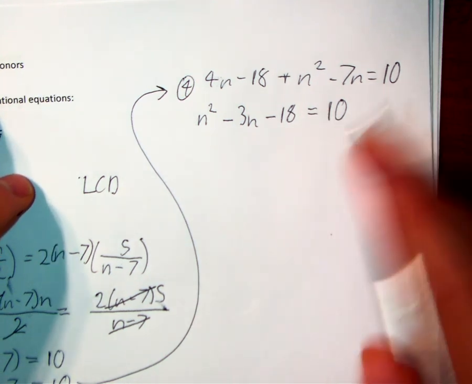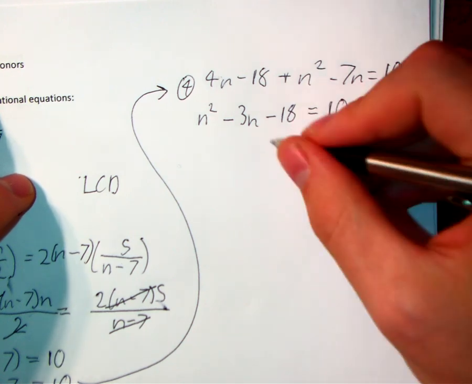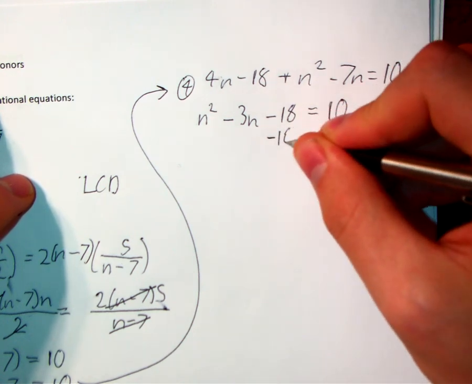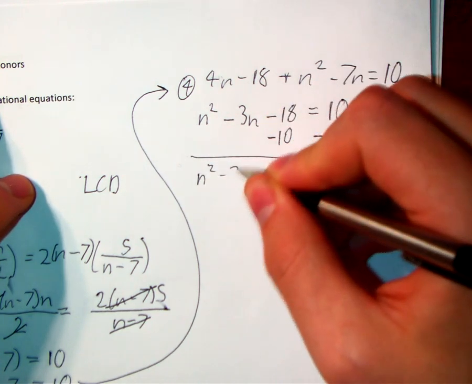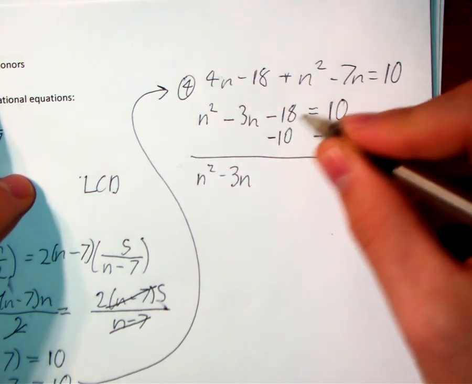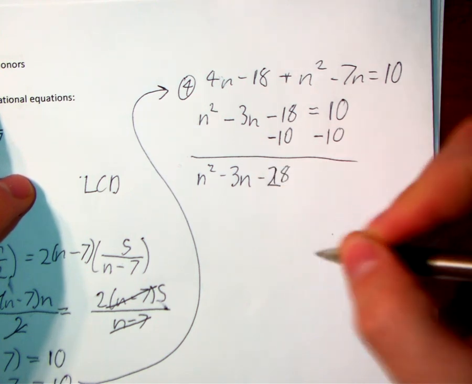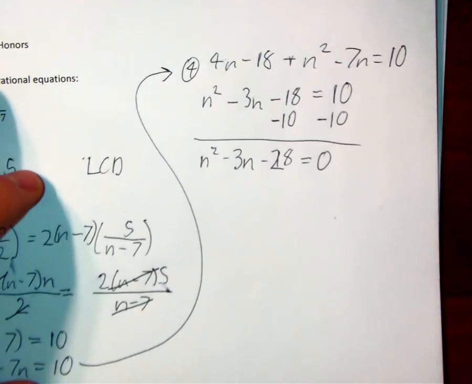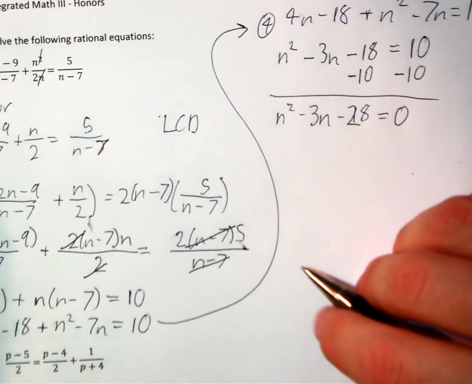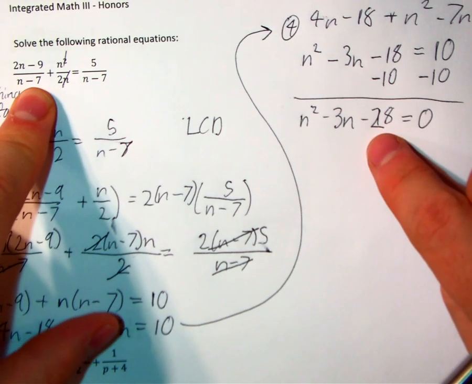Well, this side has the least amount of things, so that's the side I'm going to try to get rid of everything by subtracting a 10. But if I subtract a 10 from one side of the equal sign, I've got to do that from the other side. And I'm going to get n squared minus 3n, and then this is going to be minus 28. Minus 28 is equal to 0.